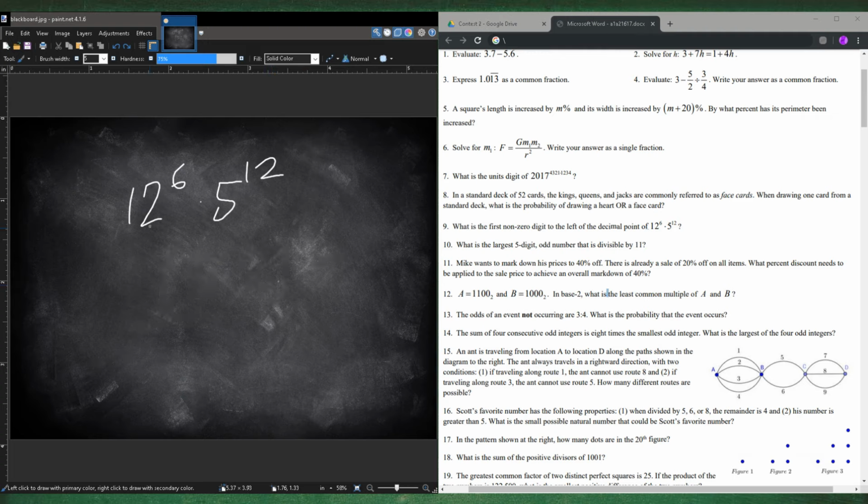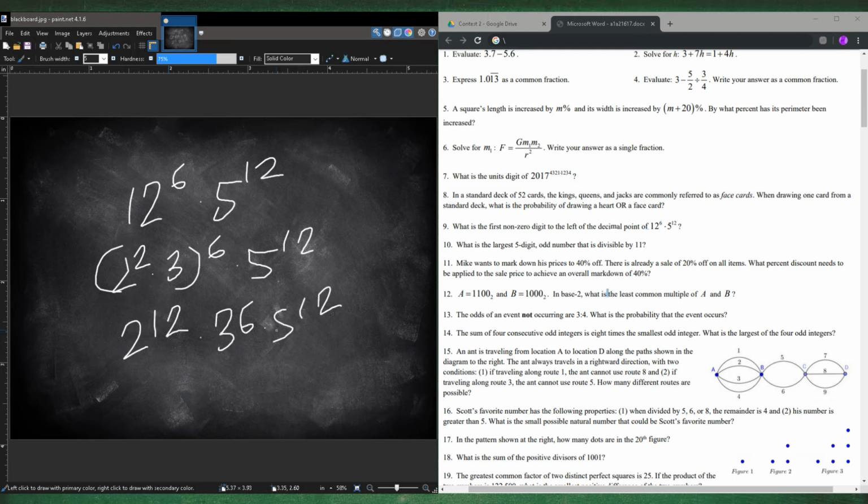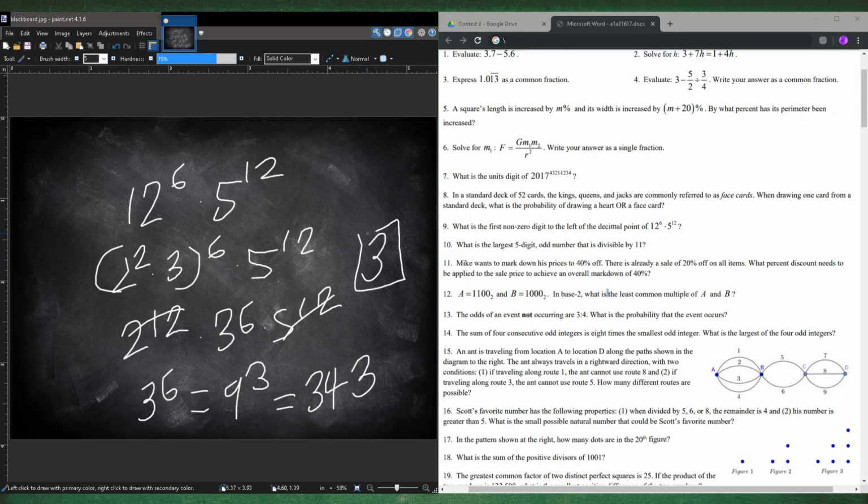We factor this out to 2 squared times 3 to the power of 6 times 5 to the 12. So that's 2 to the 12 times 3 to the 6 times 5 to the 12. Taking away all the tens, 5 times 2 is 10, and there are 12 of them each, so there are 12 zeros. And then the first number is just 3 to the 6. So 3 to the 6 is 9 cubed, so that's 9, and that's 81, so that's 343. So the first digit is 3, because you look at the units, basically, because there's a bunch of zeros afterwards, 12 zeros.